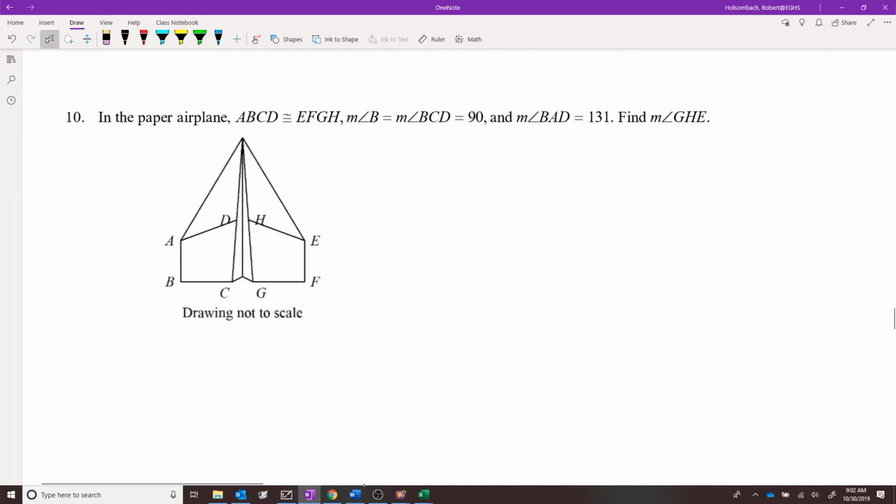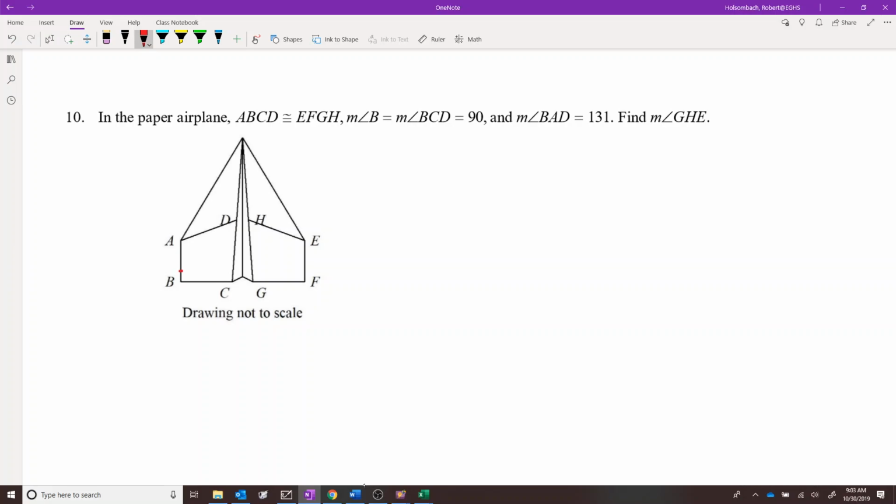Number 10. In the paper airplane, ABCD is congruent to EFGH. The measure of angle B, alright, read this here. The measure of angle B equals the measure of angle BCD, which equals 90 degrees. So B and BCD are equal to 90.